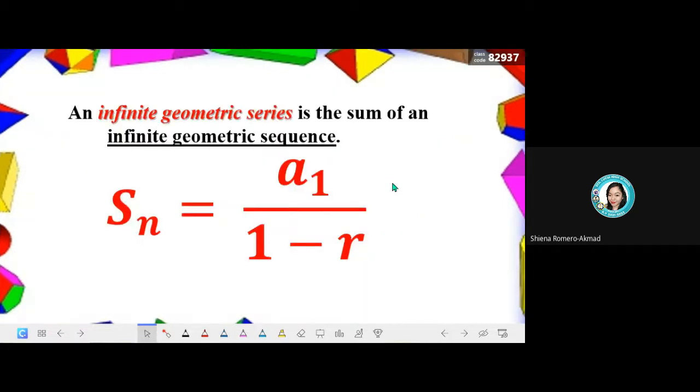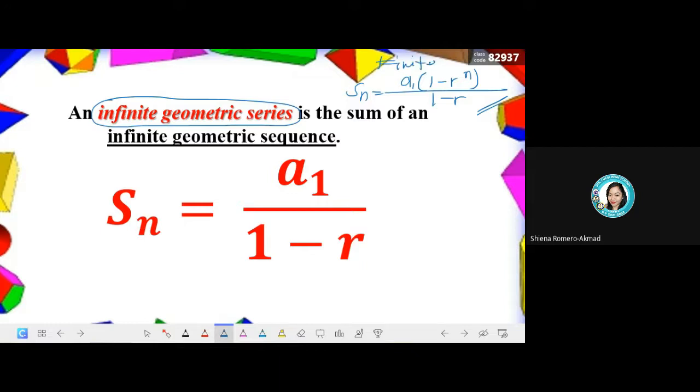So, ano ba yung formula natin for infinite geometric series? Kanina, finite geometric series. Ngayon, infinite geometric series ang meron tayo. And of course, the formula is different from the previous formula that we have. Yung kanina is S sub n is equal to the first term times 1 minus r raised to n divided by 1 minus r, right? So ito yung formula natin for finite. And for infinite naman, we have this formula. S sub n is equal to the first term divided by 1 minus r.